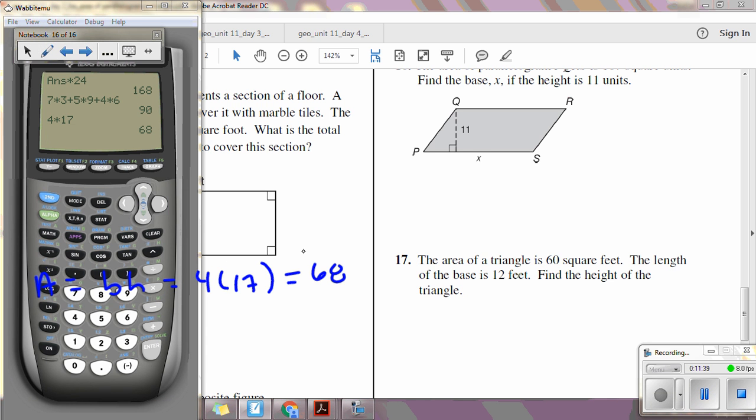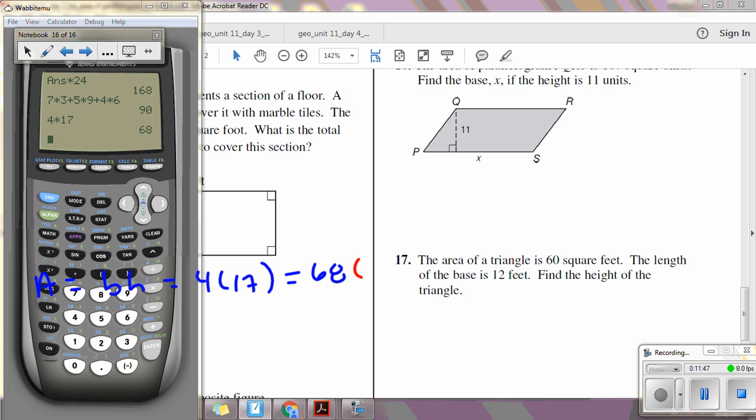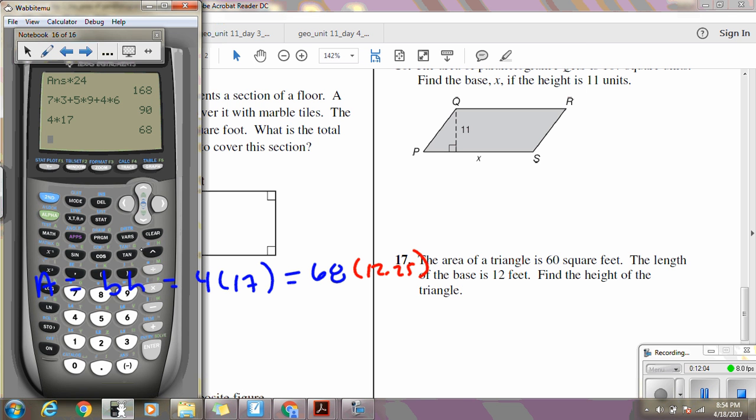Now we would take this area and multiply it with our cost per tile, which was $12.25, I believe. That is an expensive tile. Definitely wouldn't put it in my house. Yes, $12.25. To figure out how much it's going to cost to cover this entire floor. $833. I guess it's not that bad.